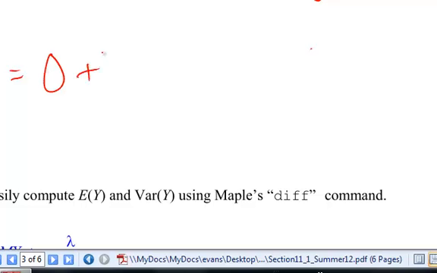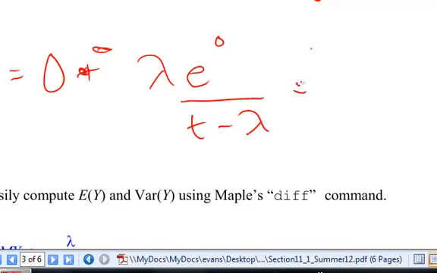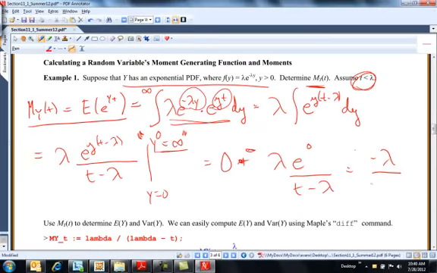And then when I plug in, or I should say minus, when I plug in 0, I'm going to get lambda e to the 0 divided by t minus lambda. So this should be a negative lambda over t minus lambda, or you could rewrite it as lambda over lambda minus t. That's the moment generating function.